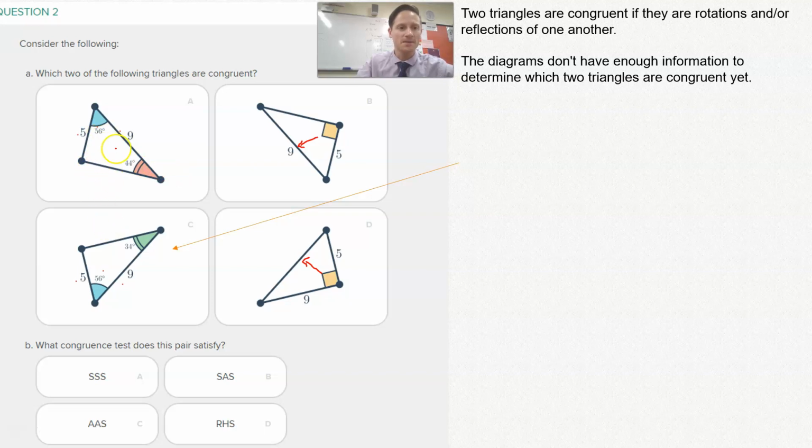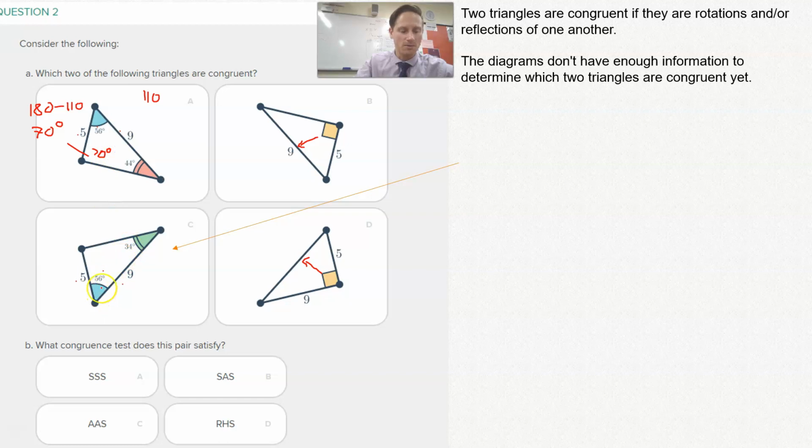So 56 plus 44 is equal to 110. So this angle here is going to be 180 take away 110. So what size is that? That's going to be 70 degrees. So that angle there is 70 degrees.